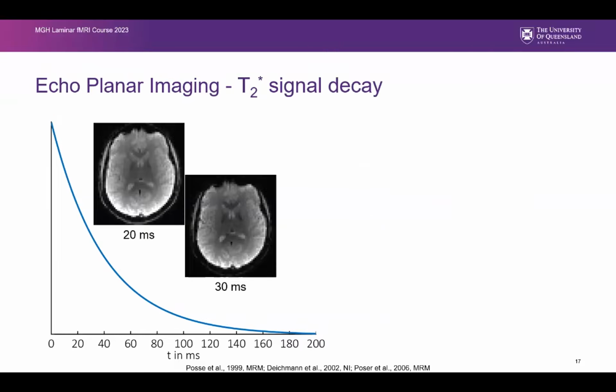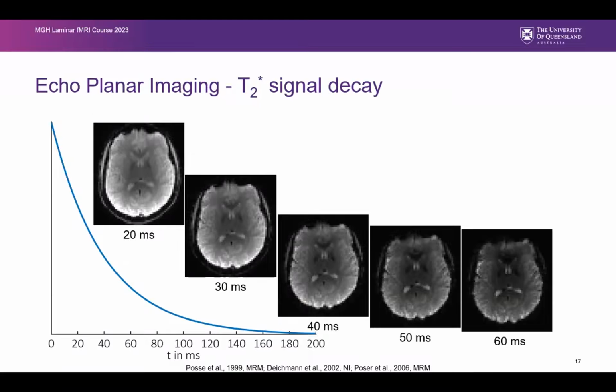Just to give you an idea, as the echo time increases, you can see that overall the signal intensity goes down, but you can also see that certain contrasts come out better. I would say at 20 milliseconds, it's pretty flat still, but at 30 milliseconds, you start to get actually quite nice white matter, gray matter contrast.